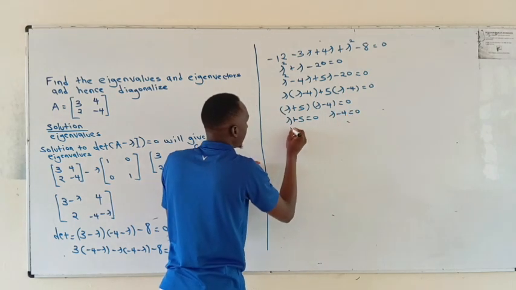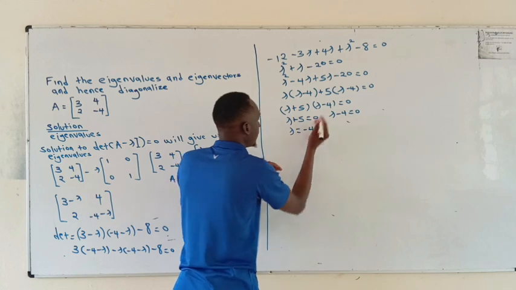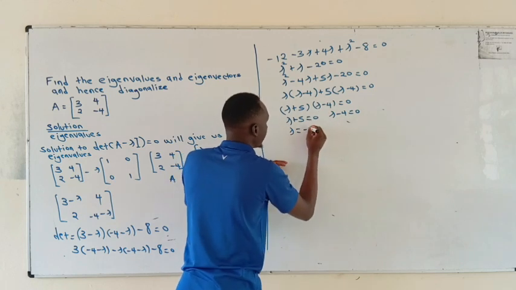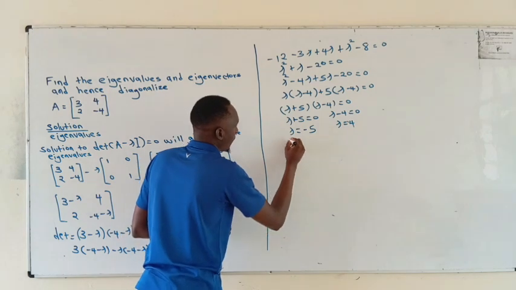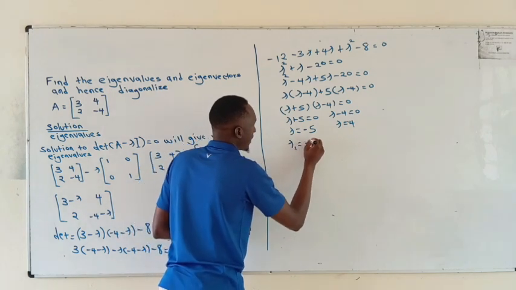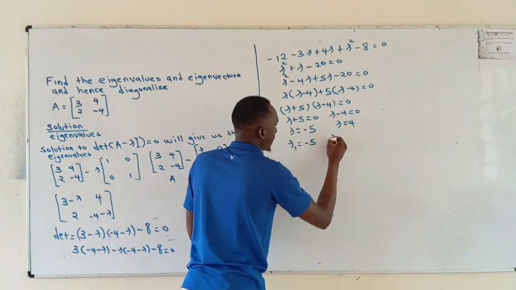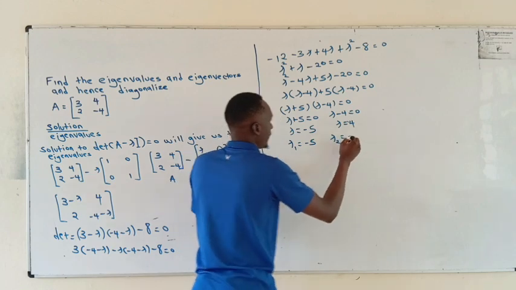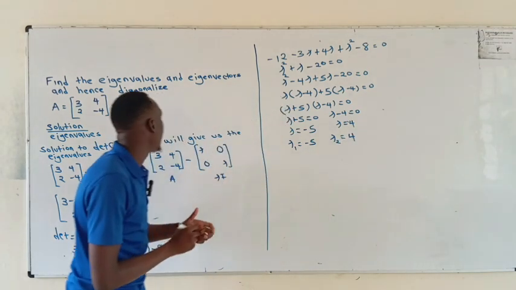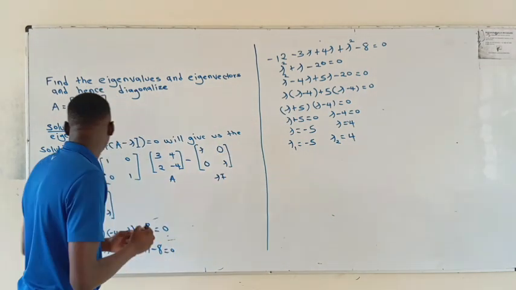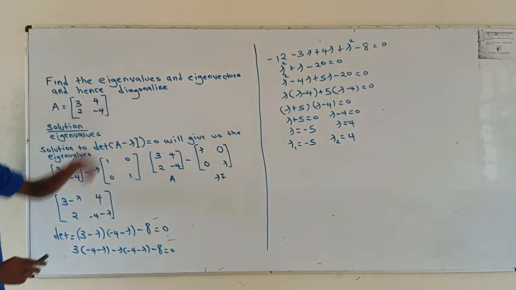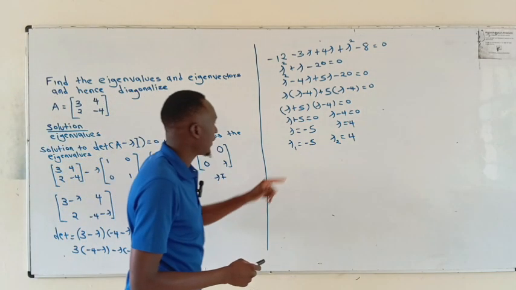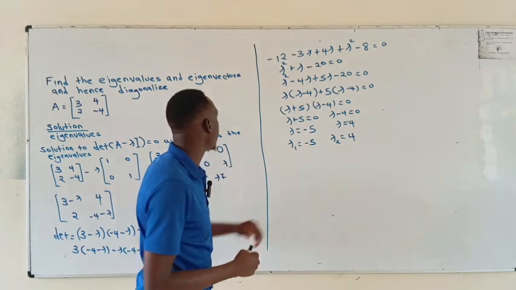Therefore, here lambda is equal to negative 5, and here lambda is equal to 4. Therefore, our lambda 1 is negative 5 and our lambda 2 is 4. So these are our eigenvalues. Now from our eigenvalues, we can find the eigenvectors. Eigenvalue 1 is negative 5. Eigenvalue 2 is 4.